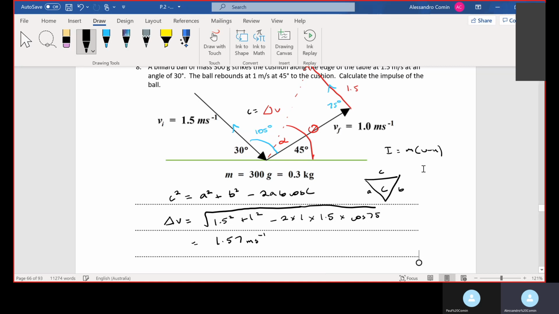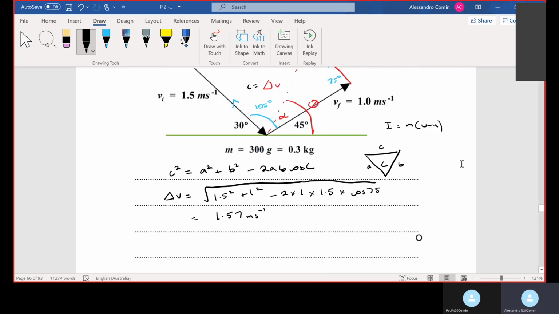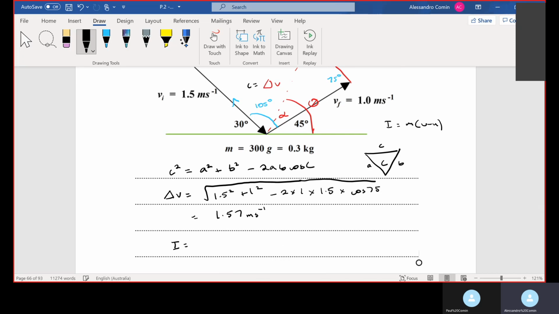But remember, impulse is equal to m delta v. So I is going to equal the mass, and the mass of that is just 0.3. Just like that. And then also we need to calculate the angle.